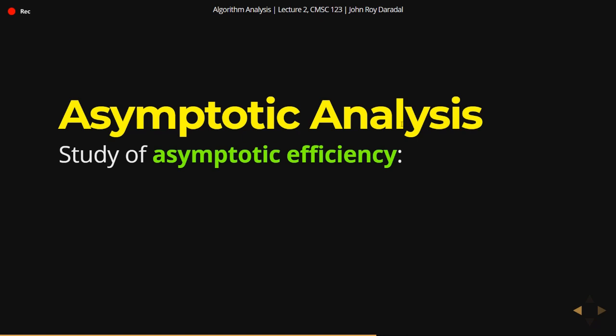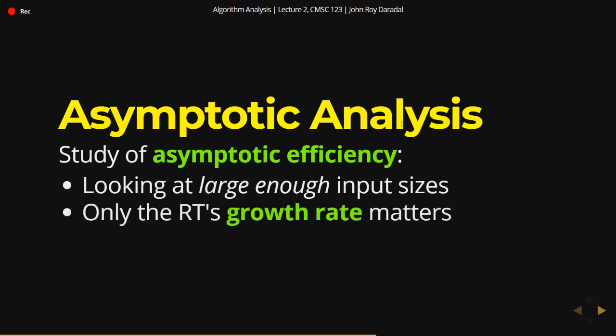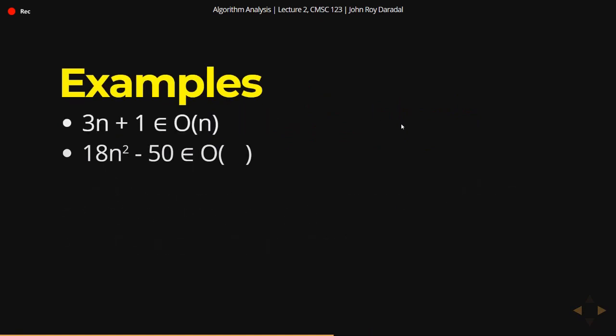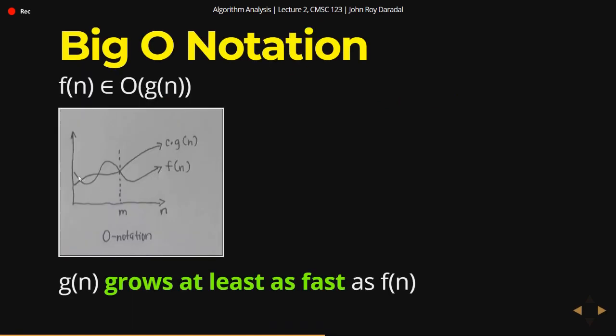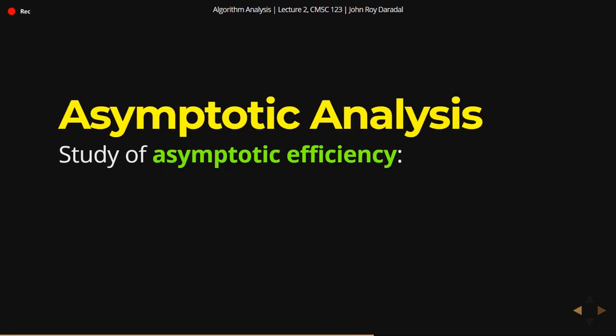So asymptotic analysis is the study of asymptotic efficiency, wherein you only look at large enough input sizes so that only the running time's growth rate matters. So if you recall from this figure, we really don't care about the small input sizes. We only care about big enough input sizes, for example, after m, such that only the growth rate matters. Okay, so that is your asymptotic analysis.